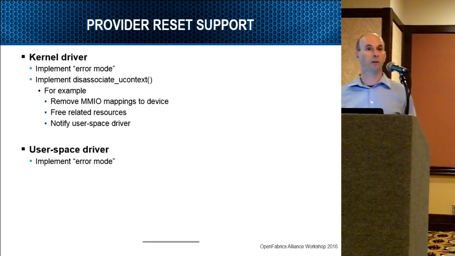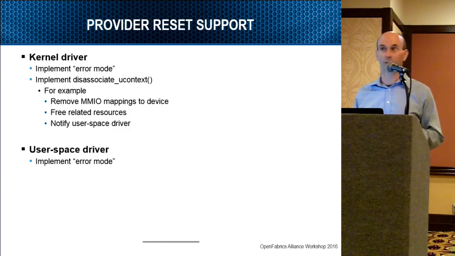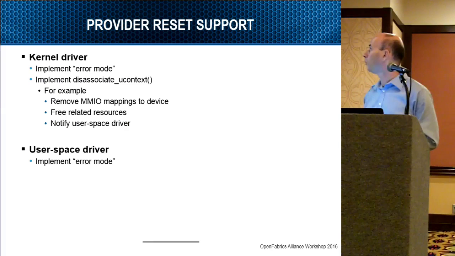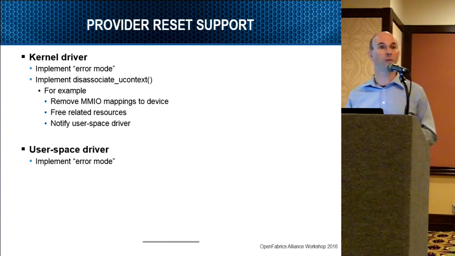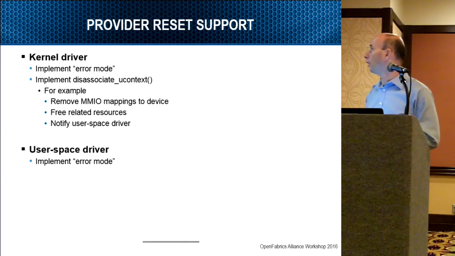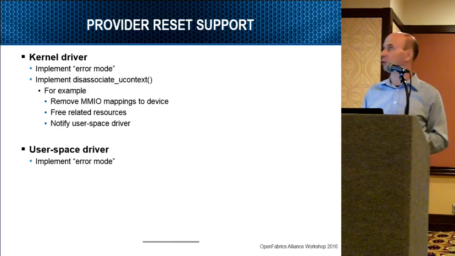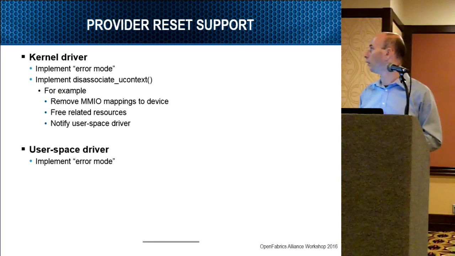So in summary, let's look at what the provider needs to do to support the reset framework. In the kernel, it needs to implement this notion of an error mode. It needs to implement the disassociate uContext entry point. As I said, for some devices, they might need to remap the bar. For other devices, it could be a NOP. Depends on the implementation. Probably for software RDMA device, it's going to be easier. In any case, it's the provider's choice what to do in this callback. In terms of user space, you just need to, again, implement this error mode abstraction.